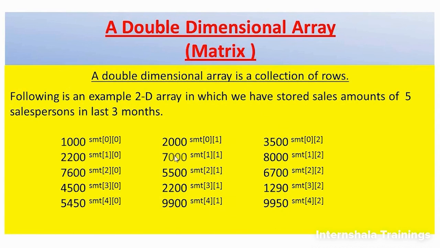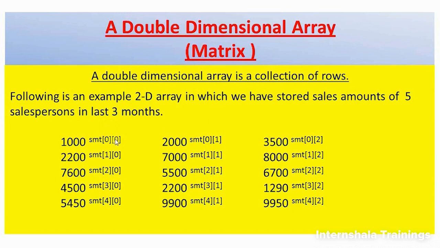Let me have another example. Following is an example of a 2D array in which we have stored sales amounts of 5 salespersons in the last 3 months. It's not a different example, it is the same example. The only thing I want to tell you in this second slide is how the elements will be represented. Suppose the name of this 2D array is SMT, for sales amount. The name could be anything.